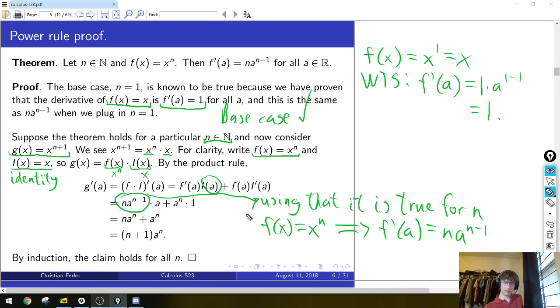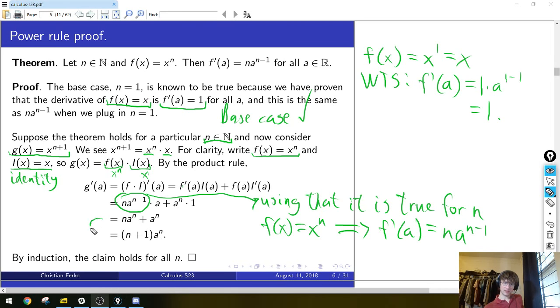The second piece is I of a. I of a simply means plug in a to the function x, so that's just a. Good. Next term. F of a, well, f is x to the n, so f of a is a to the n. Multiplied by I prime, well, I is x, the derivative of x is 1, so that's 1. Then here I'm just using the rule that multiplication of powers adds the powers again, so a to the n minus 1 times a is a to the n. The second term is a to the n times 1, which is simply a to the n.